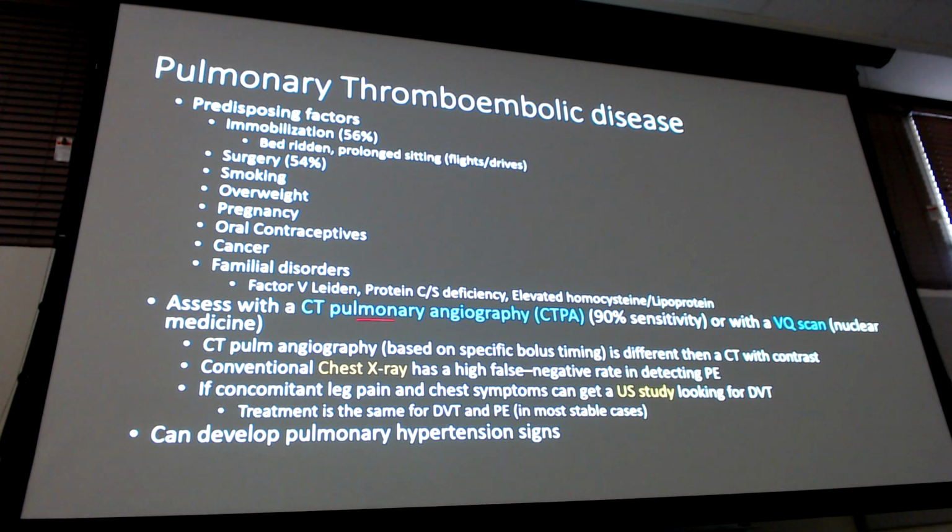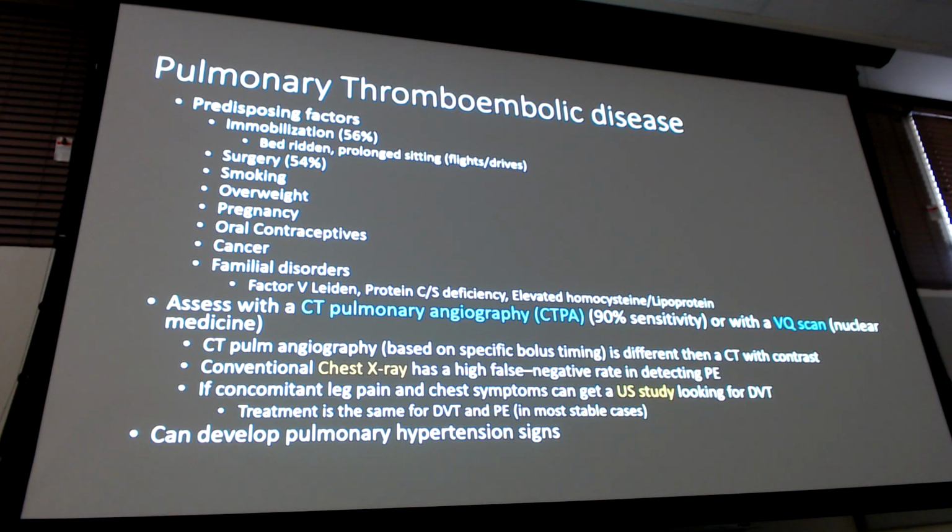So CTPA is your study of choice to evaluate for a pulmonary embolism. If they can't have the contrast for any reason whatsoever, you get the VQ scan because it doesn't have contrast involved. So allergic, kidneys, pregnancy. We'll talk about pregnancy and stuff too, when you would do an ultrasound instead.